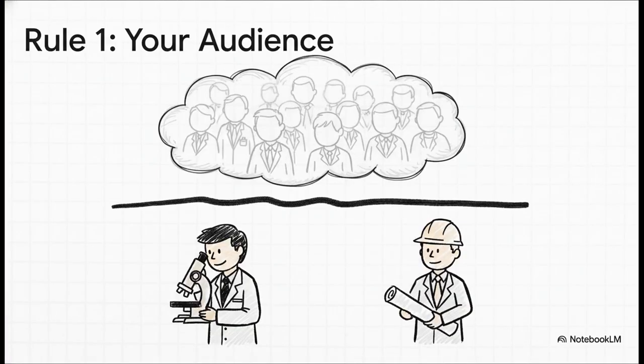So let's zoom in on that first rule for a second. Just saying your content is for students is way too broad. The AI has no clue if you're talking about primary school kids or postgraduates. But when you say, for second-year biology students at UWI, or for first-year engineering students in Jamaica, you're giving it the critical context it needs to give you something truly useful.